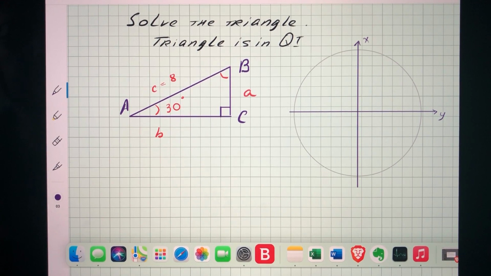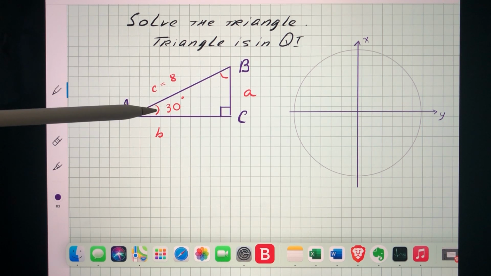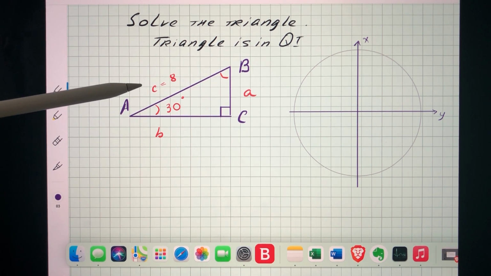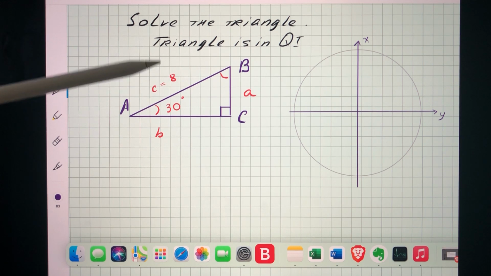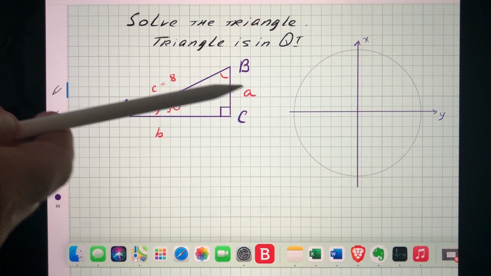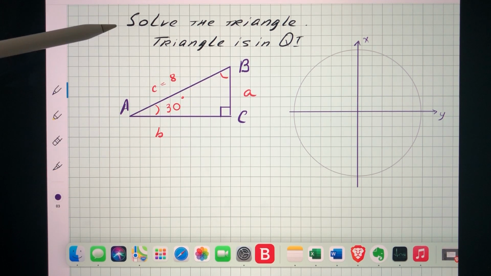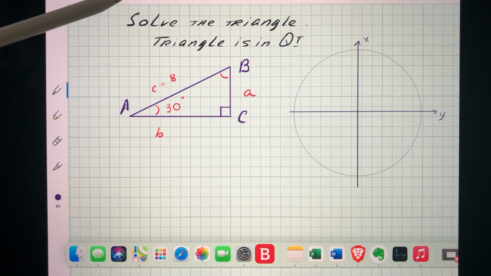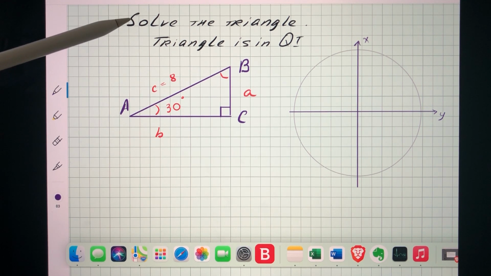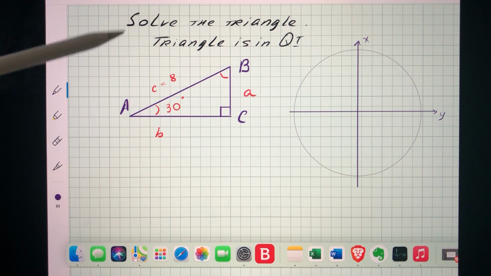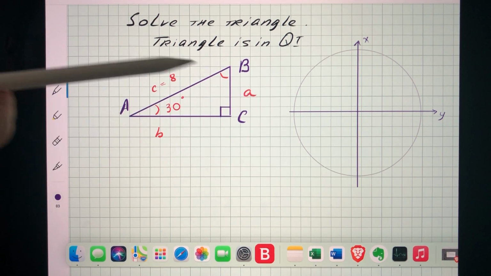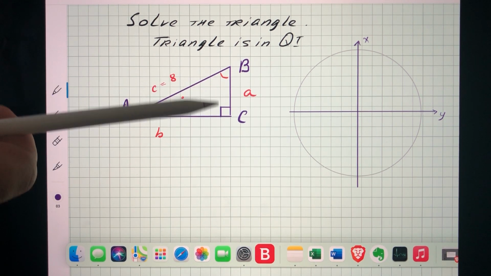Hello, this video is about how to solve the triangle. Suppose we have a triangle that is in the first quadrant and we are given that the angle A is 30 degrees. We are told the hypotenuse is 8, but we are missing the side B, the side A, and angle B. To solve the triangle means we have to provide all the information for this triangle. So we must name the length of each side and the measure of each angle.